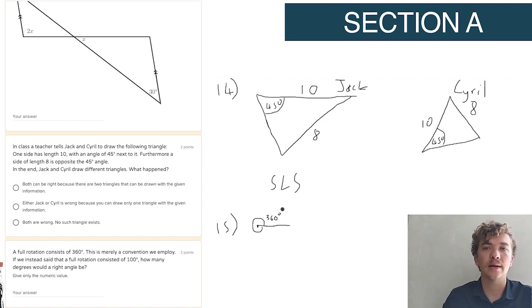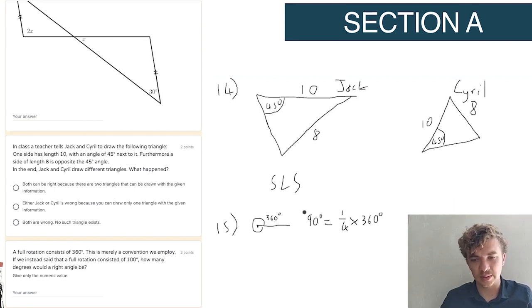We said that, okay, let's say a circle has 360 degrees. But what if we said it was 100 degrees? How many degrees would a right angle be? Now, all you need to know is that a right angle is 90 degrees, which is just a quarter of 360 degrees, okay? Because if you even add it here, a right angle is always a quarter of a full rotation.